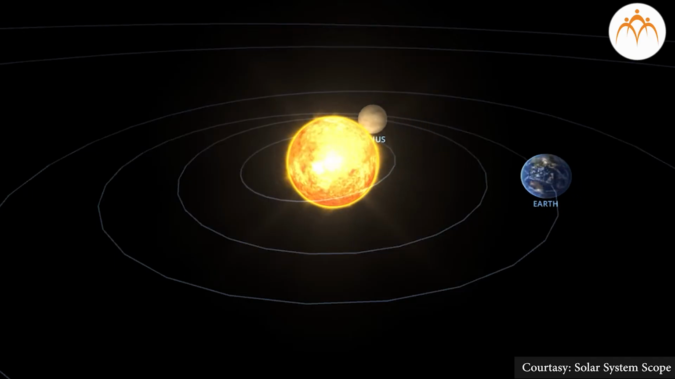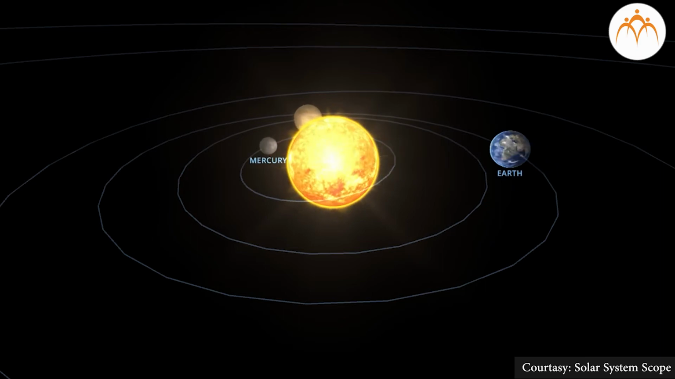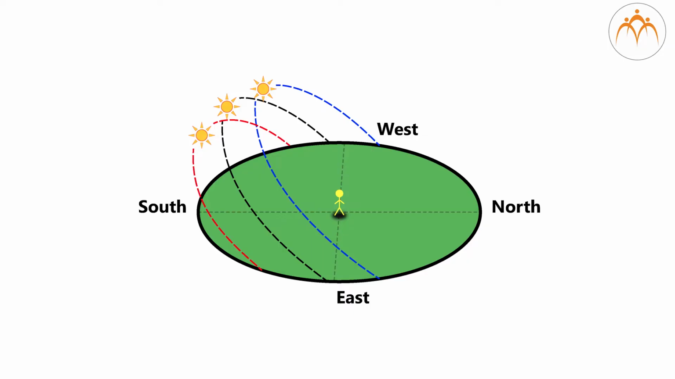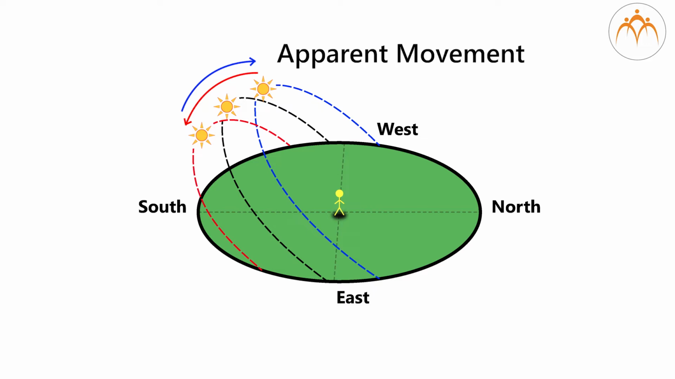But aren't we aware that the sun never moves? It is the earth that revolves around the sun. So what do we mean when we say the movement of the sun from north to south and back to the north and so on, which is called the apparent movement of the sun? Let us try and understand this concept of the apparent movement of the sun with the help of an activity.